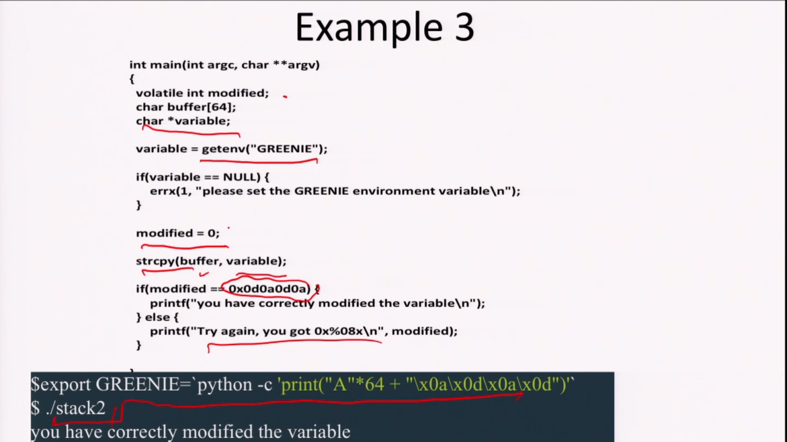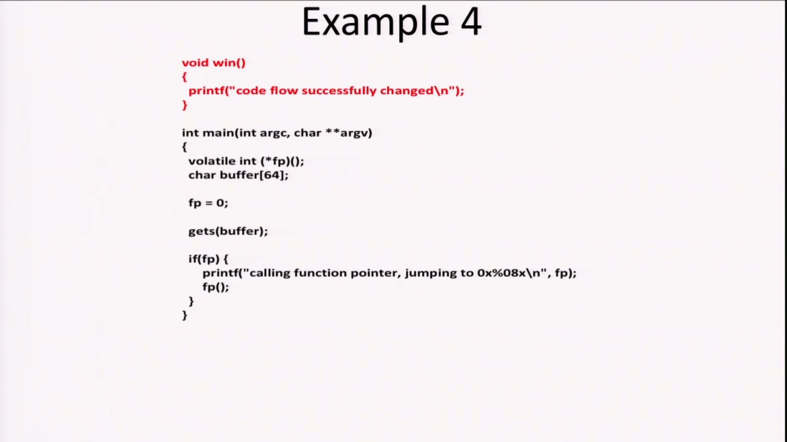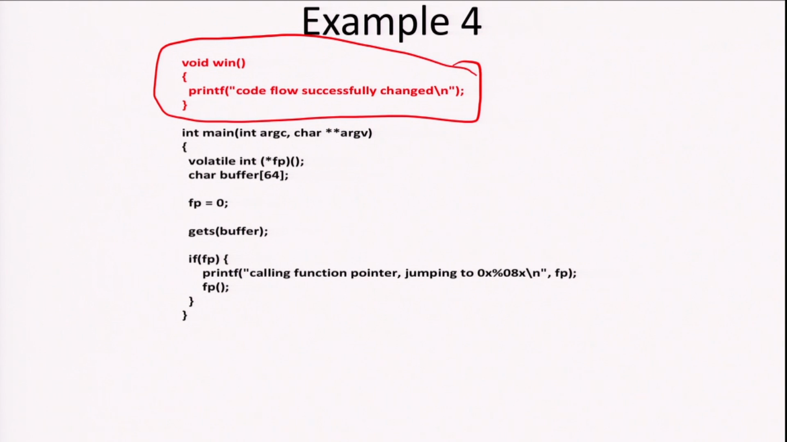But before we understand how buffer overflow works, we'll have one more example where we'll be changing a function pointer. So far we were changing the value of an integer variable, but it could be any other kind of variable, and in the next example we'll be changing a function pointer. Here we have a very simple function called win, and we want to know if that particular function can be executed by causing buffer overflow.